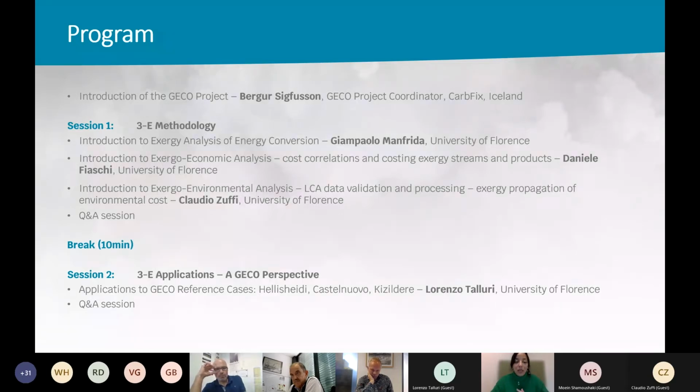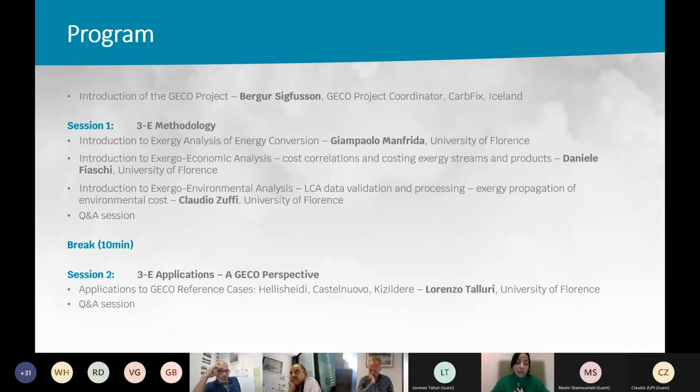We will have an introduction on the Exergy analysis of energy conversion given by Giampaolo Manfrida from University of Florence. Then we will follow up with the Exergo-Economic analysis by Daniele Fiaschi, also from University of Florence, and then the other aspect of the Exergy, which is the Exergo-Environmental analysis, where Claudio Giuffi will give us an insight. We will end the first session with a Q&A session, and then take a break of 10 minutes.